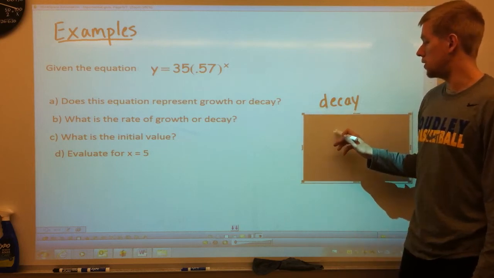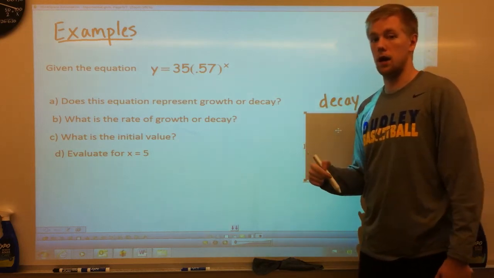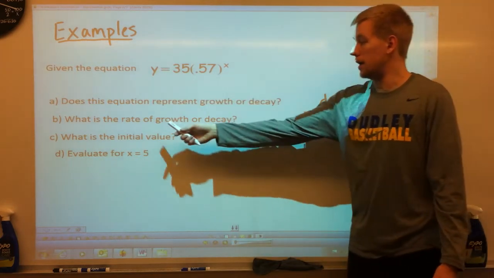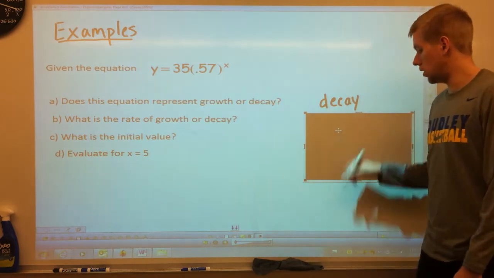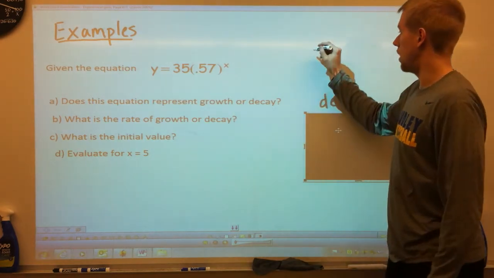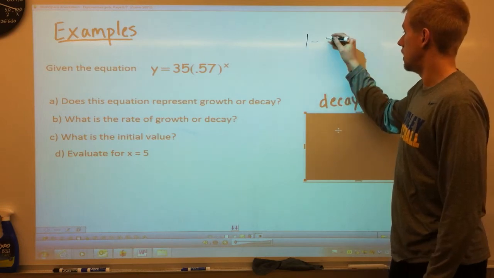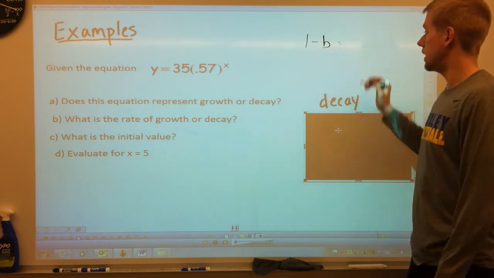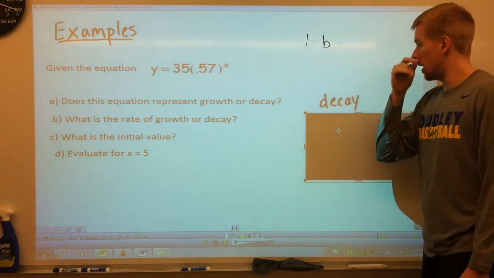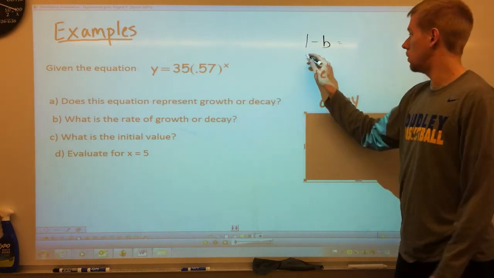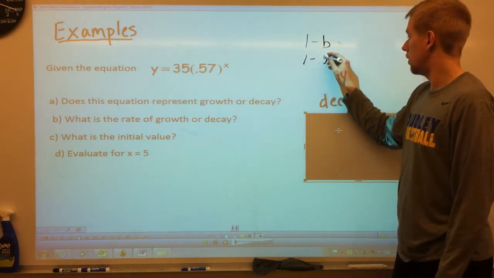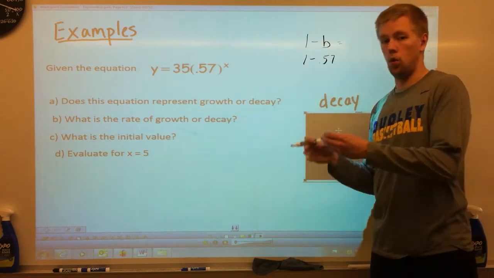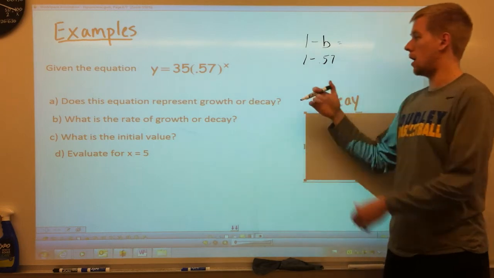Okay? So that b value is what I'm looking at to determine if it's growth or decay, because I want to look at the rate at which it's growing or decaying. So what is the rate of growth or decay? We know for decay problems, I do 1 minus the b, the rate, and that's going to be equal to that decimal. So I'm going to do 1 minus 0.57 because it's decay. Just like I did minus 1 for growth, now I'm doing the opposite because it's decay.